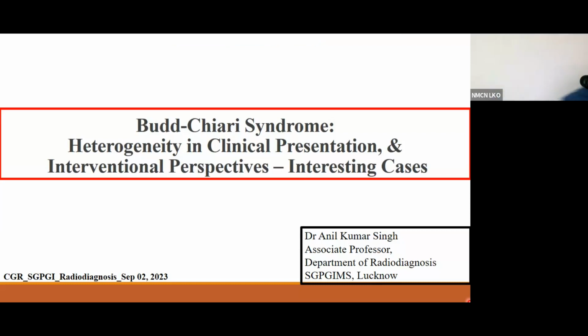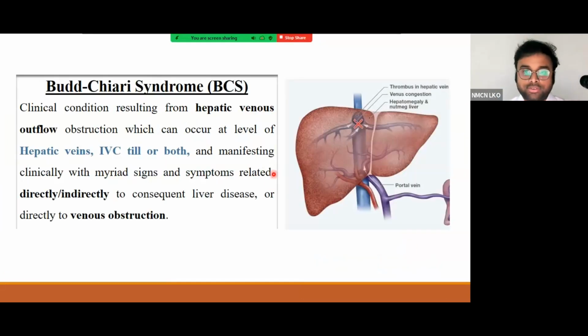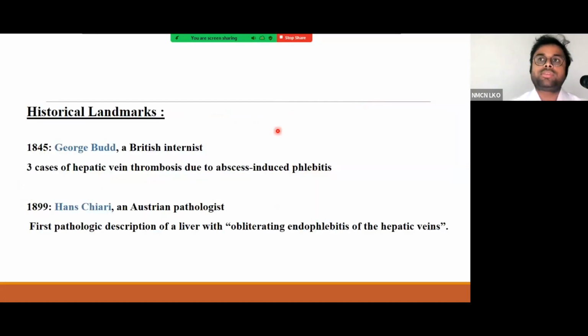Dr. Soria, please. Budd-Chiari syndrome is a clinical condition resulting from hepatic venous outflow obstruction, which can occur at the level of IVC or at the level of hepatic veins or both. This obstruction leads to congestive changes in liver and liver dysfunction, which has its myriads of clinical signs and symptoms. Also, obstruction of IVC can directly present with its clinical manifestation. So Budd-Chiari syndrome is named after George Budd, a British internist, and Hans Chiari, an Australian pathologist. They were the first to describe the syndrome.